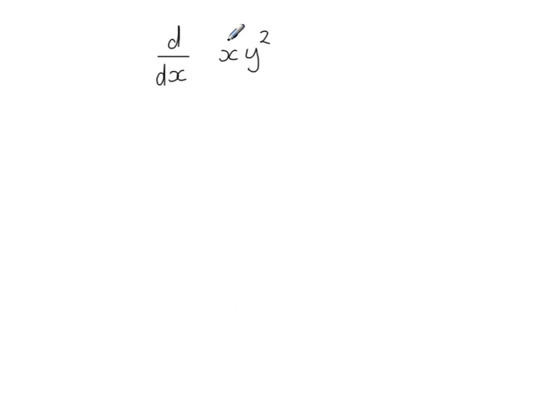Differentiating the product of two functions. So we're differentiating with respect to x, so using the product rule for differentiation. So function u is the x here, and function v is the y squared. So u equals x, v is equal to y squared, and differentiating both of these with respect to x.